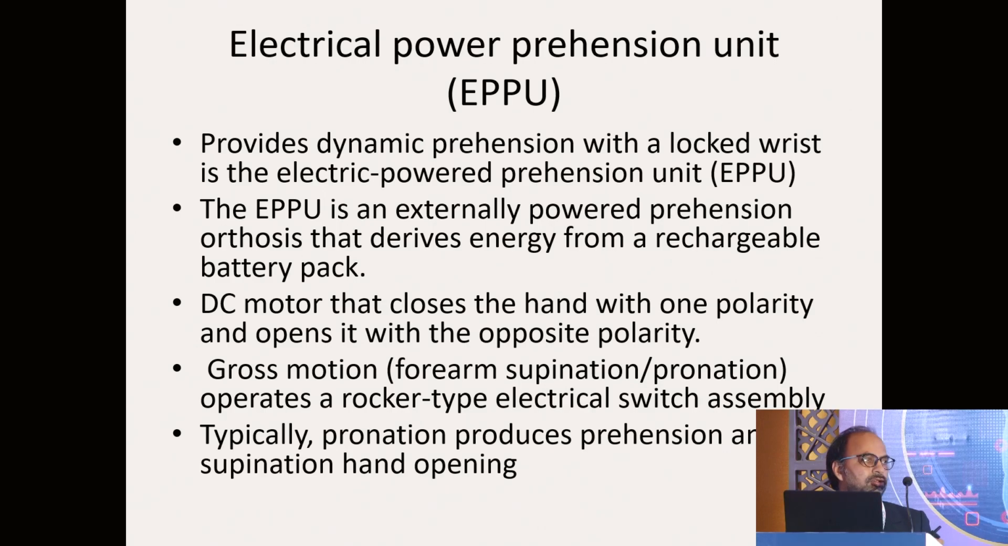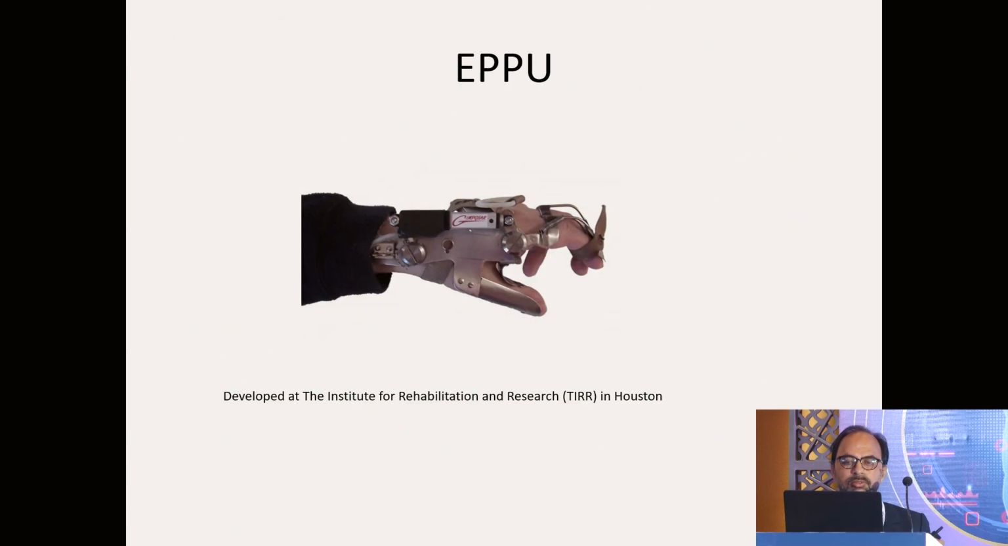Then there are some advances also. What are those advances? The electrical power prehension unit, or EPPU. It provides dynamic prehension with a locked wrist. It is an externally powered prehension orthosis that derives energy from a rechargeable battery pack and a DC motor that closes the hand with one polarity and opens it with the opposite polarity. Gross motion operates a rocker-type electrical switch assembly, and typically pronation will produce prehension and supination will produce hand opening.